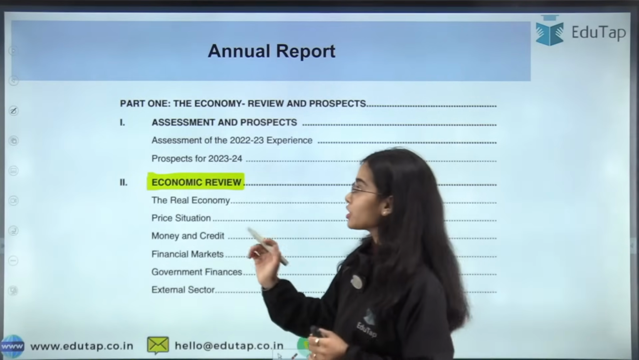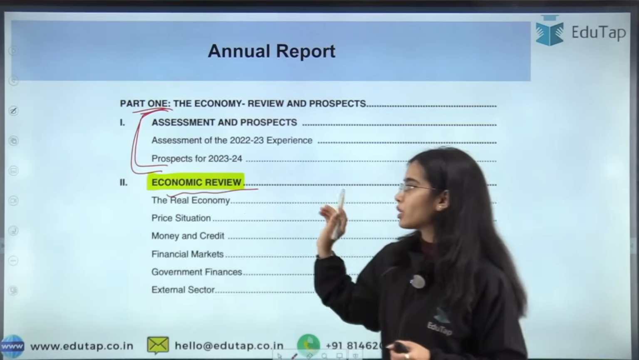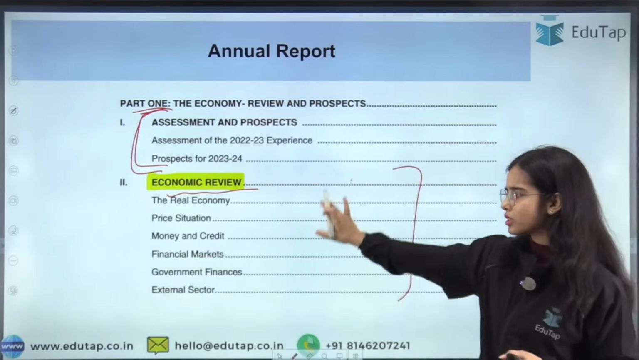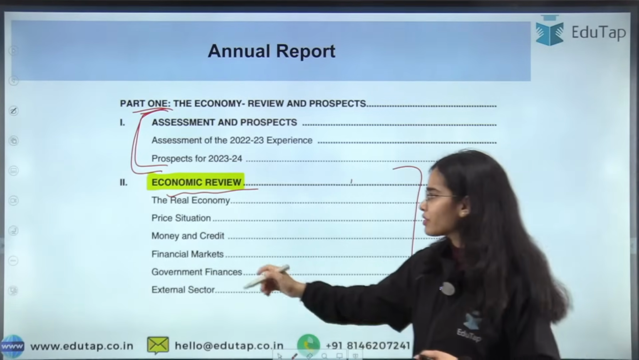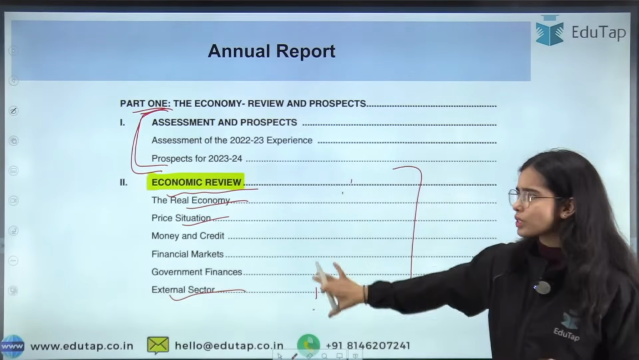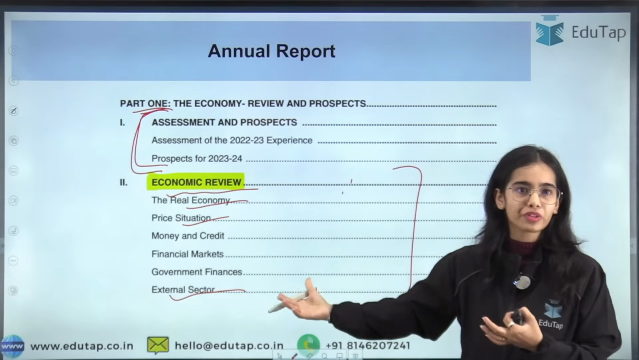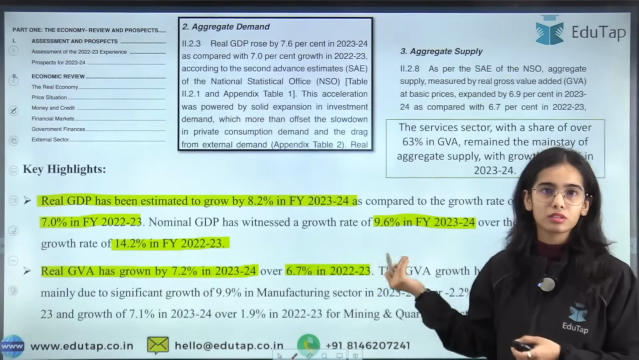So till now, in part 1, we have understood the first part. Now we will focus on the economic review. Most of the parts of this have already been done. We have discussed the real economy, the inflation situation, and the external sector. So now this economic review will become very smooth for you. We just have to revise many of the things, and this will be the second part.